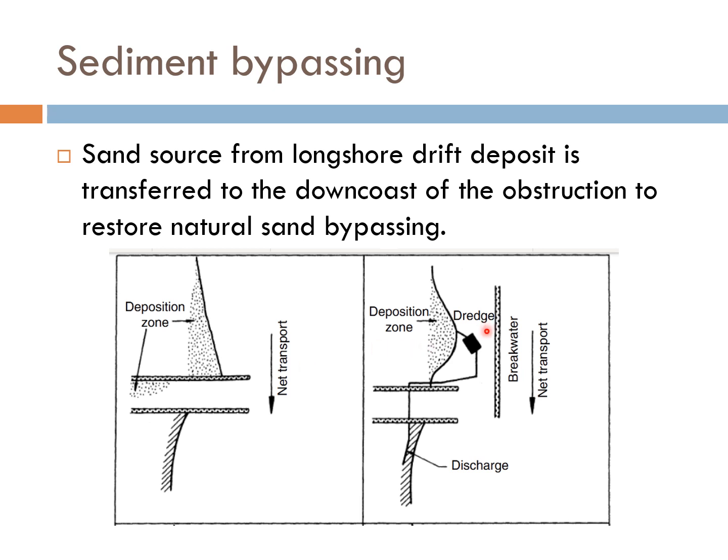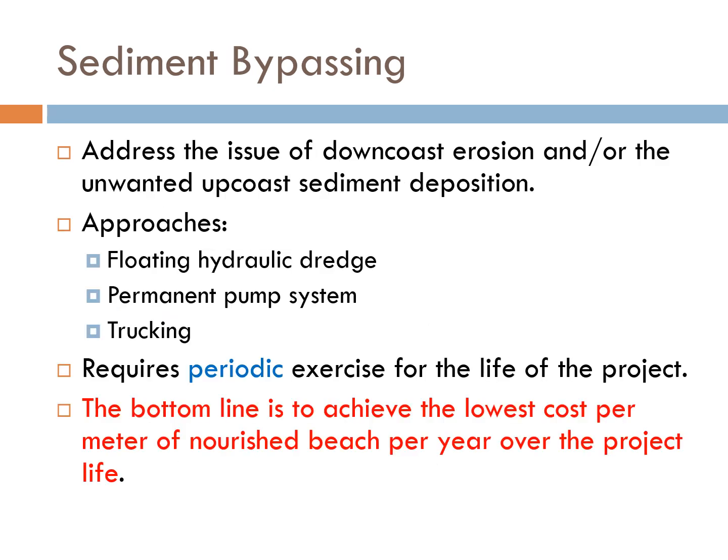This can typically be achieved by dredging and pumping, whether it is a permanent dredger onshore or a floating dredger in the sea. Other options include excavation and transportation by truck. Essentially, sediment bypassing is to address the issue of down-coast erosion and unwanted up-coast sediment deposition. Typically, this may be carried out periodically in order to maintain the sediment balance of the area.